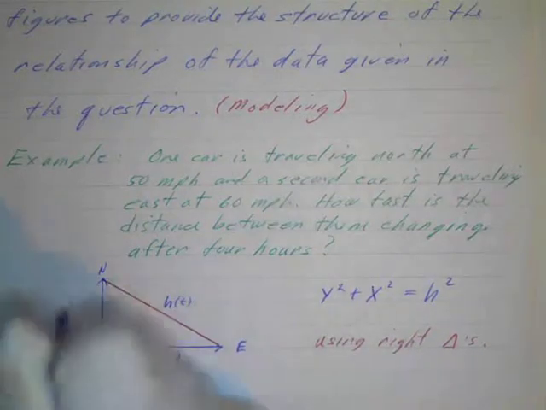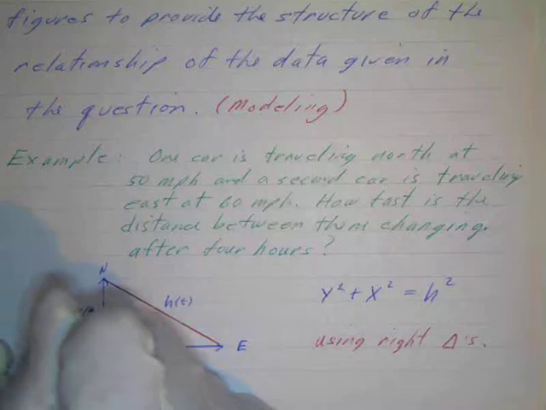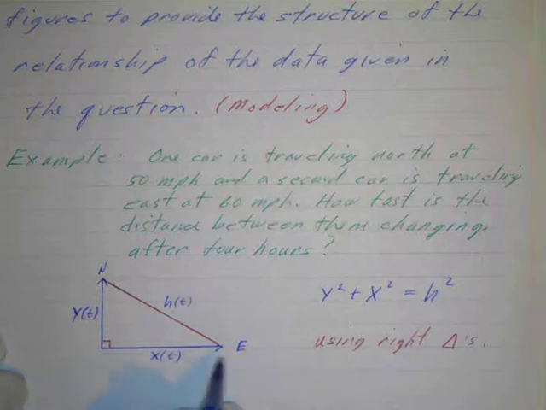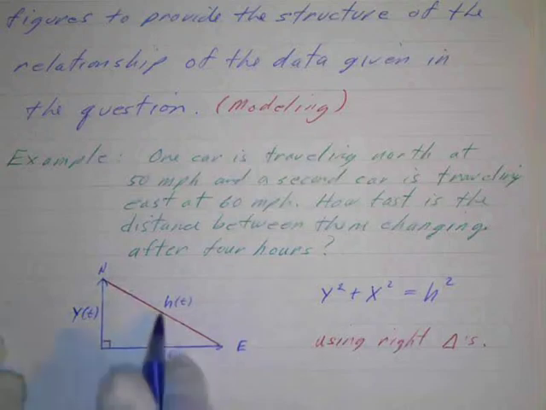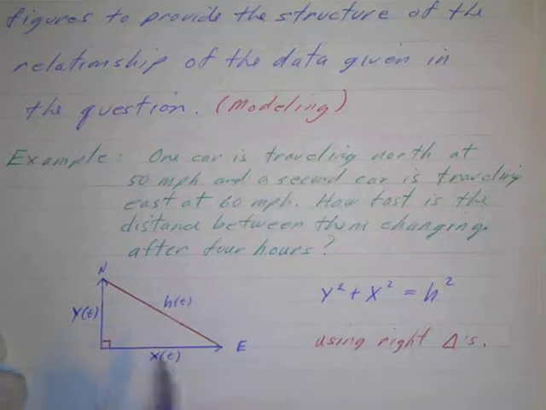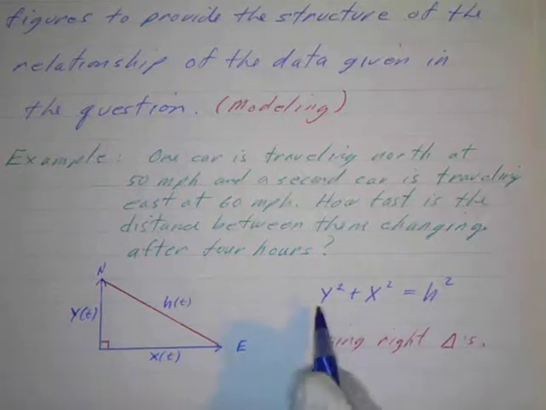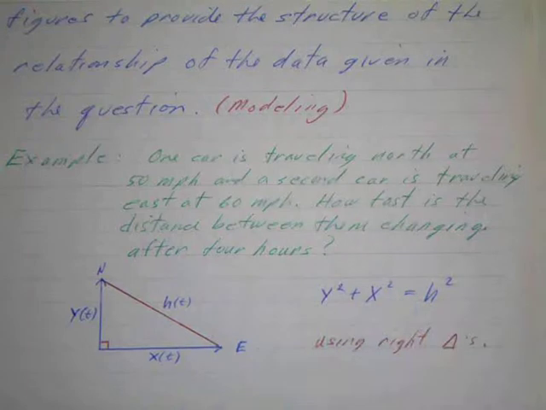Now this is the car moving north, and since we usually use the vertical coordinate y, we'll call that y as a function of time. This other car is moving east, so we call this x as a function of time. And the distance between them, as they are moving, is going to be getting greater and greater. That's also changing as a function of time, and we'll call that h. Well, now we're using right triangles. So that's how we're going to relate our data. We know that y squared plus x squared equals h squared, and we'll go on from there as we do some of these problems.